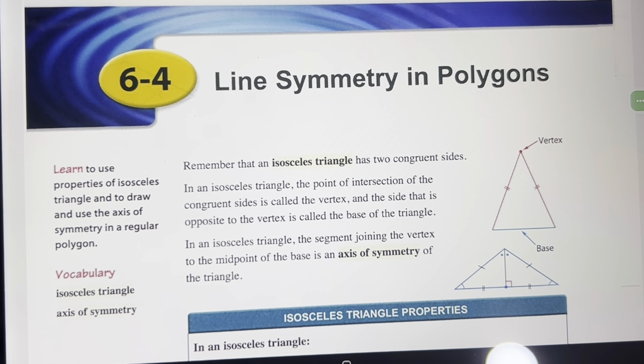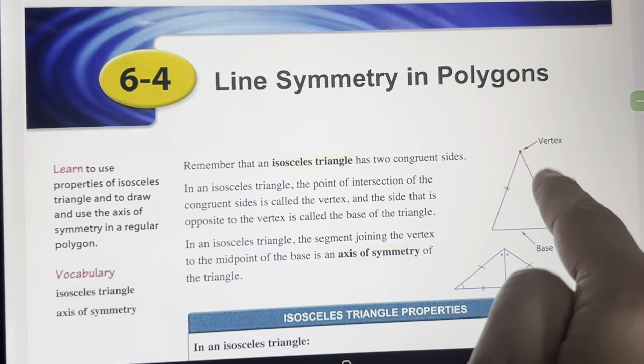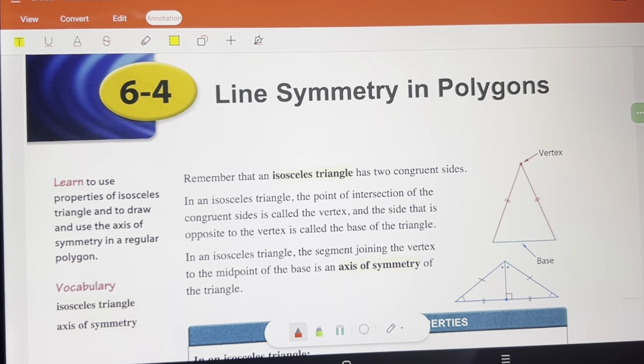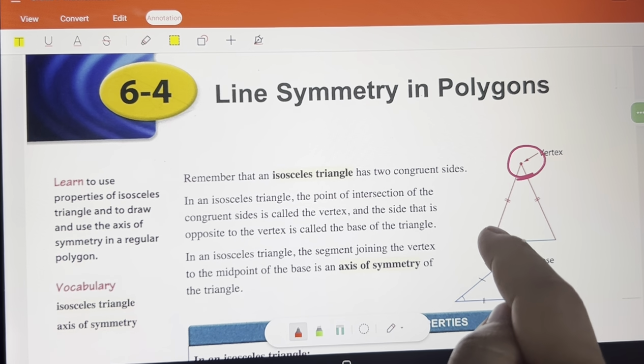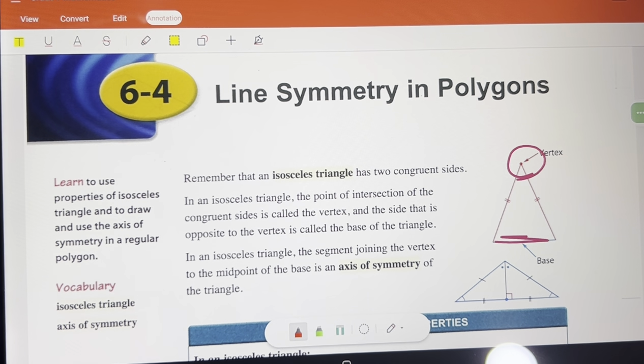We all know that in an isosceles triangle, we have two congruent sides, two sides that have the same measure. And we also know that there's a vertex and a base for every triangle. Now we have something else called axis of symmetry. What is axis of symmetry?